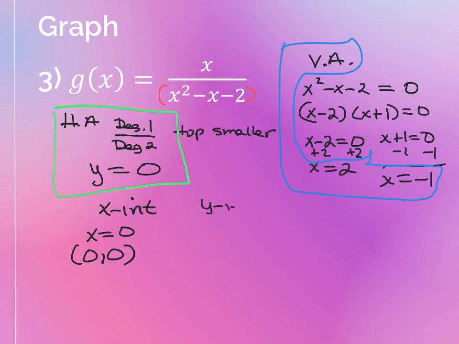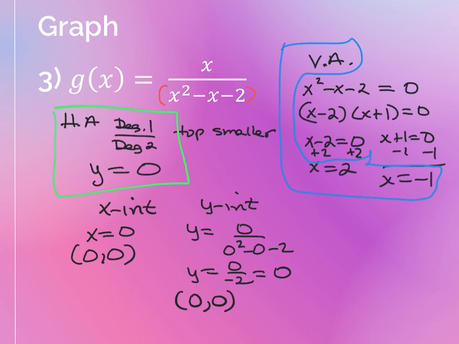For the y-intercept, we're setting x equal to 0. 0 squared minus 0 minus 2. 0 divided by anything is just 0. So my y-intercept is also 0, 0. This is going to be the scenario where my graph is actually going to cross the horizontal asymptote. It will never cross a vertical asymptote, but it may cross a horizontal, and it does on this problem.